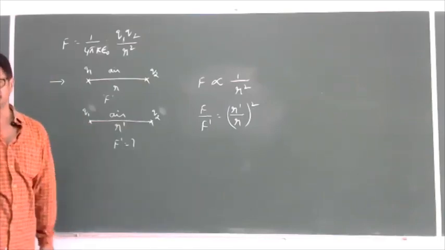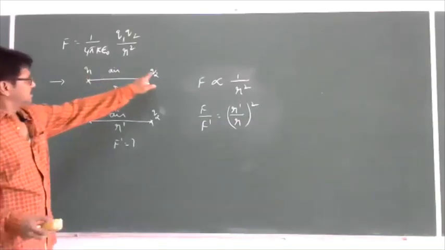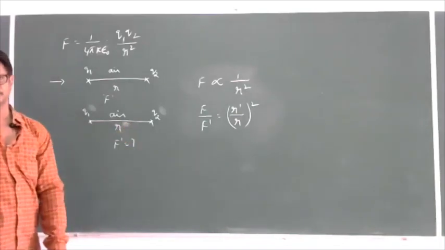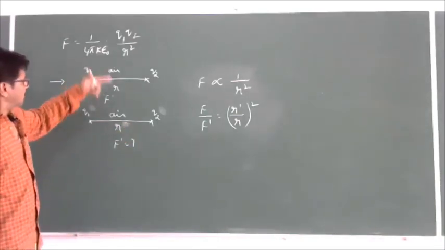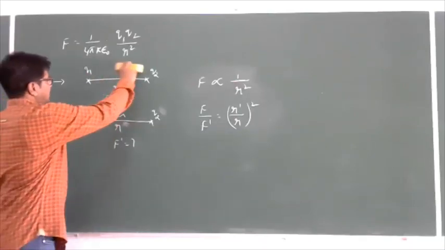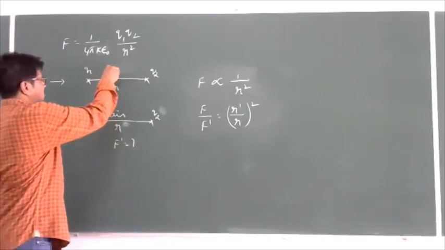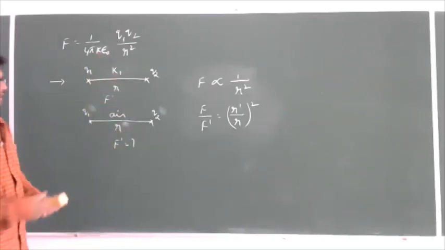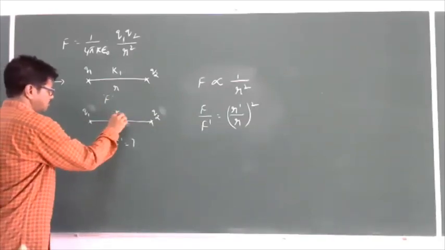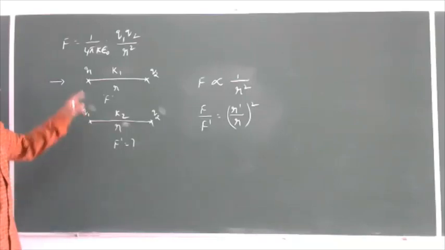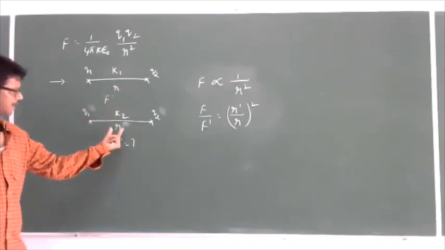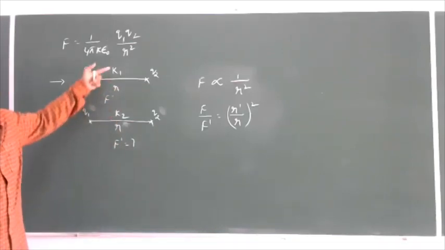Next case, what I am considering is the charges are the same. The distance is also the same, but only the medium is different. One medium has a dielectric constant K1, another medium has a dielectric constant K2. This is the third case. Charges Q1, Q2, Q1, Q2. Distance is also R and R. Only the medium is different now, K1 and K2.